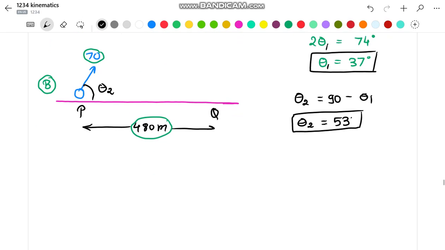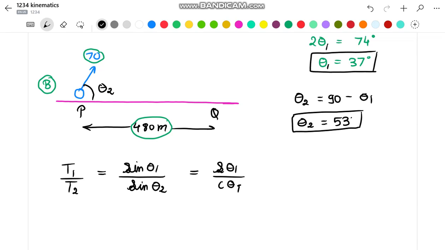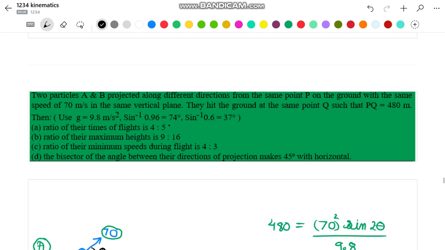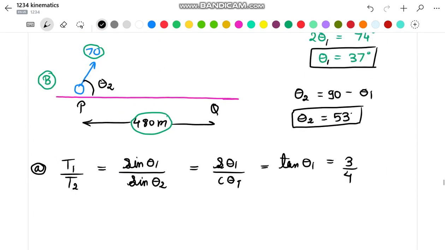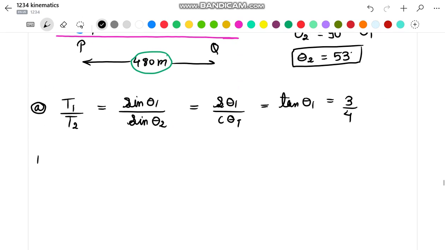Let us now find the ratio of the time period of both the particles. We know that the time period is equal to 2u sine theta by g. So the ratio of both the time periods will be sine theta 1 divided by sine theta 2, that is sine theta 1 divided by cos theta 1, since the sum of both the angles is equal to 90 degrees. That is tan theta 1, which is equal to 3 by 4. So option A is incorrect. You can see that option A, where the ratio is given to be equal to 4 by 5, is incorrect.